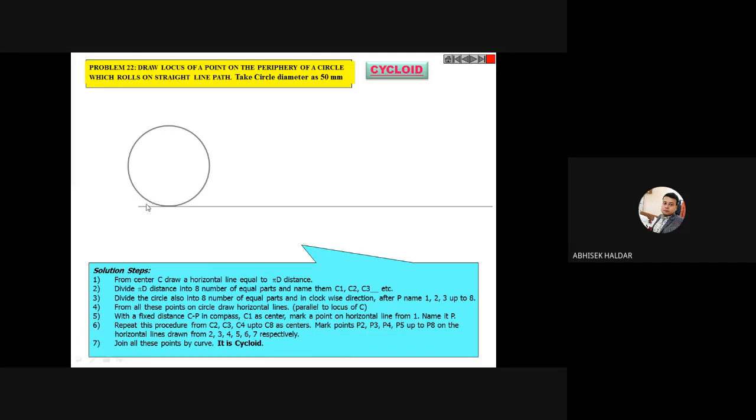Yes, it is touching the circle, but if you draw something inclined like this, then that is not allowed. So with the help of your roll and draw, first you draw a horizontal line through the center of the circle. Then parallel to that line you draw a perfectly horizontal line. Now this is the straight path on which it will roll.